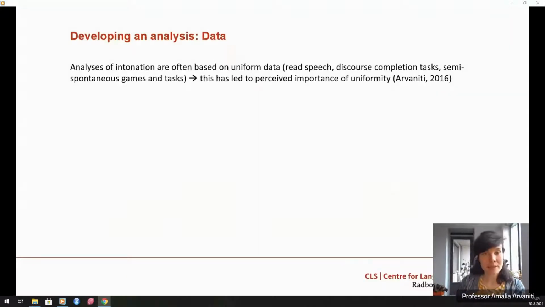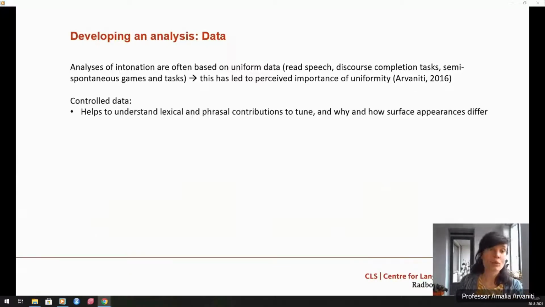There are many types of speech data that we may collect and investigate in an intonational analysis. Often, analyses have been based on uniform data, such as read speech, like read texts or sentences, discourse completion tasks, or semi-spontaneous games and tasks. However, this has led to a perceived importance of uniformity, as well as the expectation of uniformity in intonation. This has also meant a focus on the phonetic form of the pitch contours, and somehow that these fully represent the intonational phonology, which they don't.